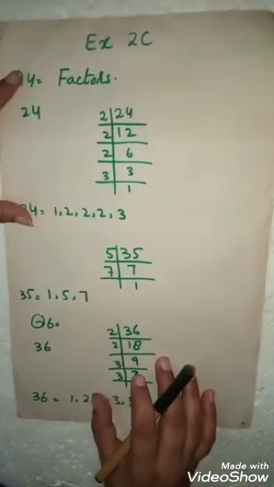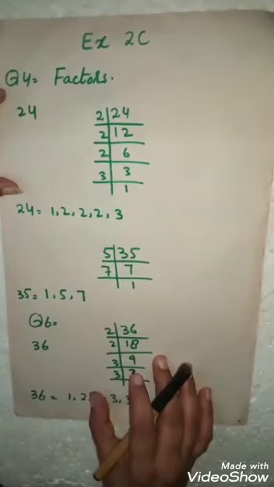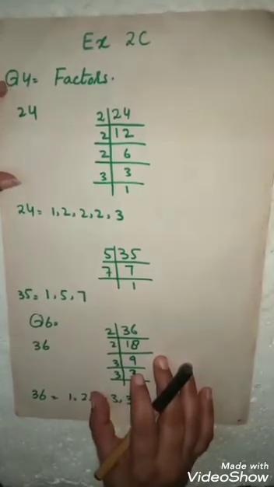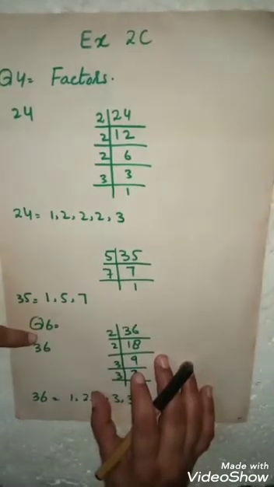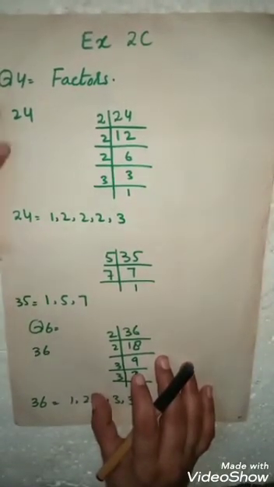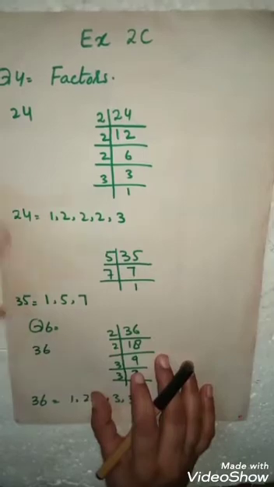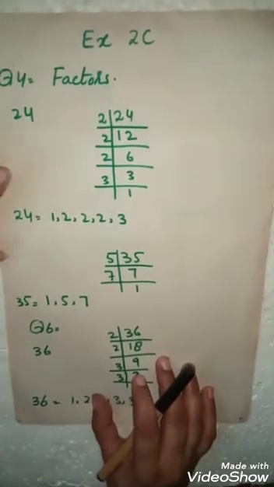And students, in exercise C, we have to find factors, which are included in question number 4 and 6. The questions are the same, we have to find only the factors. You learn how to find out the factors.